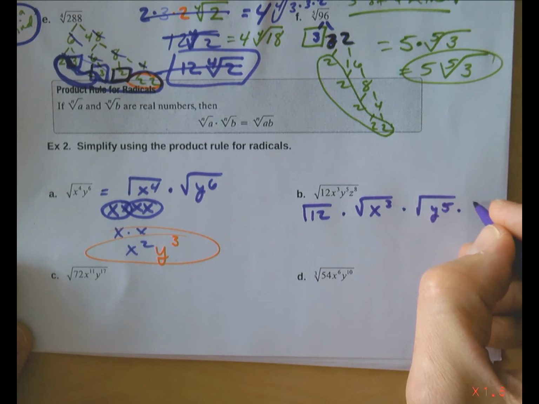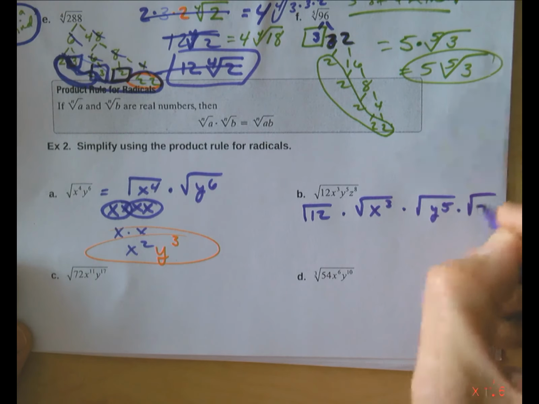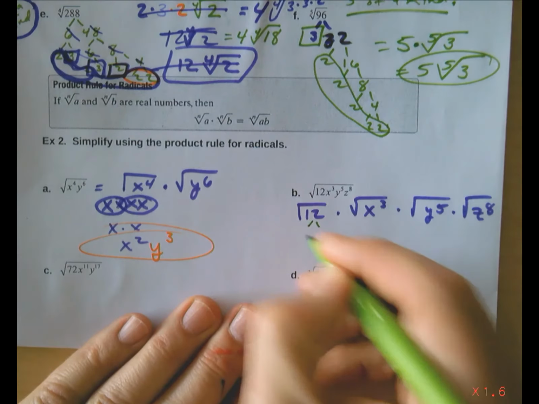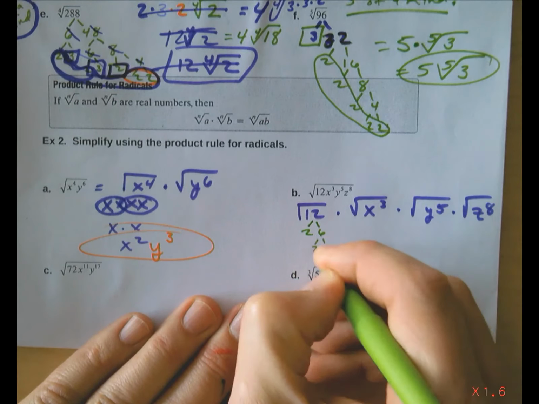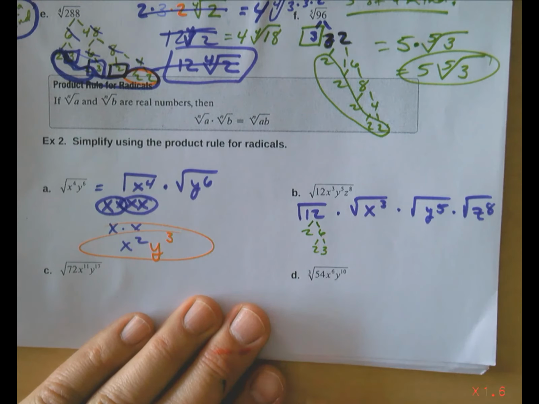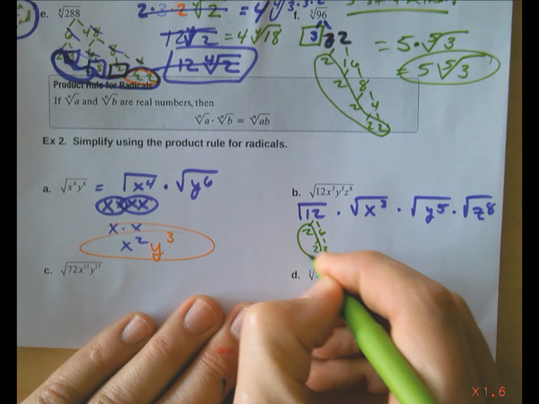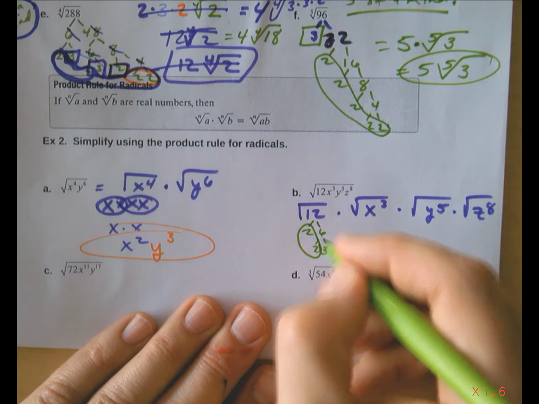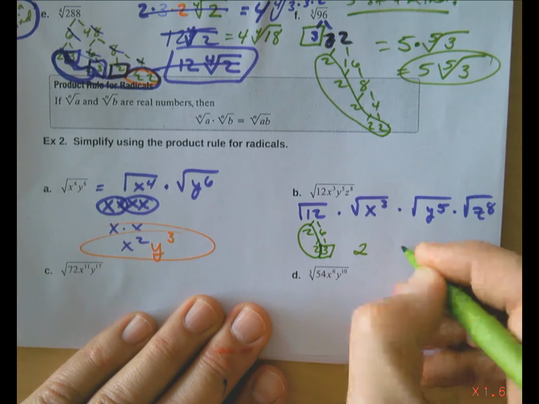individually. So we have the square root of z to the 8th. Again, we're looking for 2 of a kind. We got a square root. So with 12, we'll break this guy down. What do we got? 2 and 6, 2 and 3. We got a pair of 2's. That goes on the outside. And then, oh, this little 3, he's left on the inside.